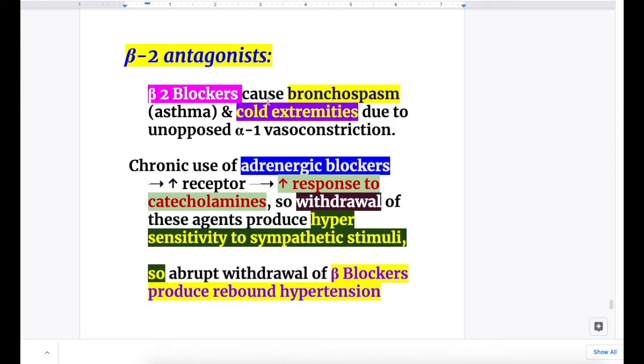Now, beta-2 antagonists. Beta-2 blockers cause bronchospasm and asthma, and they cause cold extremities due to unopposed alpha-1 vasoconstriction. Chronic use of adrenergic blockers increases the number of receptors, so they increase the response to catecholamines. So, withdrawal of these agents produces hypersensitivity to sympathetic stimuli, and abrupt withdrawal of beta blockers produces rebound hypertension.